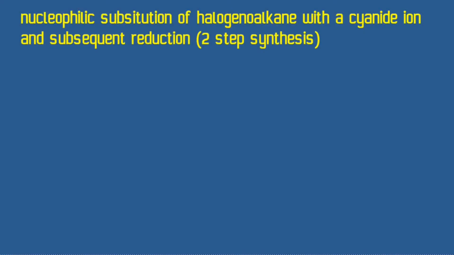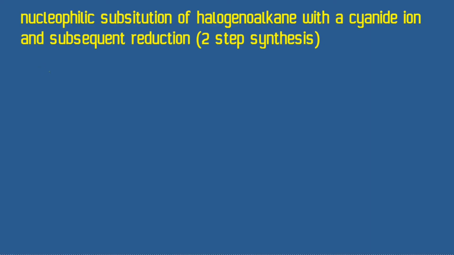And here we go with our alternative synthesis. This time we are going to react a halogenoalkane with a cyanide ion. This is a 2-step synthesis, so it does require a little bit more recall on your part when you're answering the questions, but the questions are worth a little bit more as well, so there's more they can ask about them.